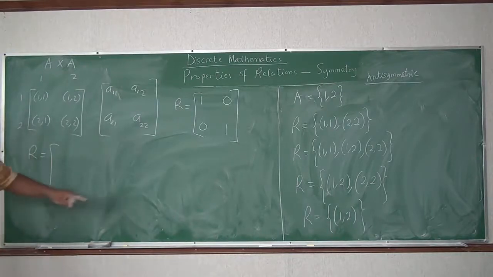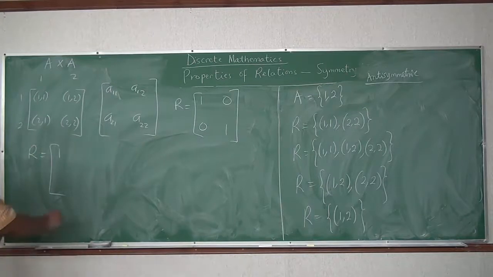The relation 1, 1, so I put 1 here. 1, 2, I put 1. 2, 2, 2, 1, there's nothing, so 0, and 2, 2 is 1. This is still antisymmetric.